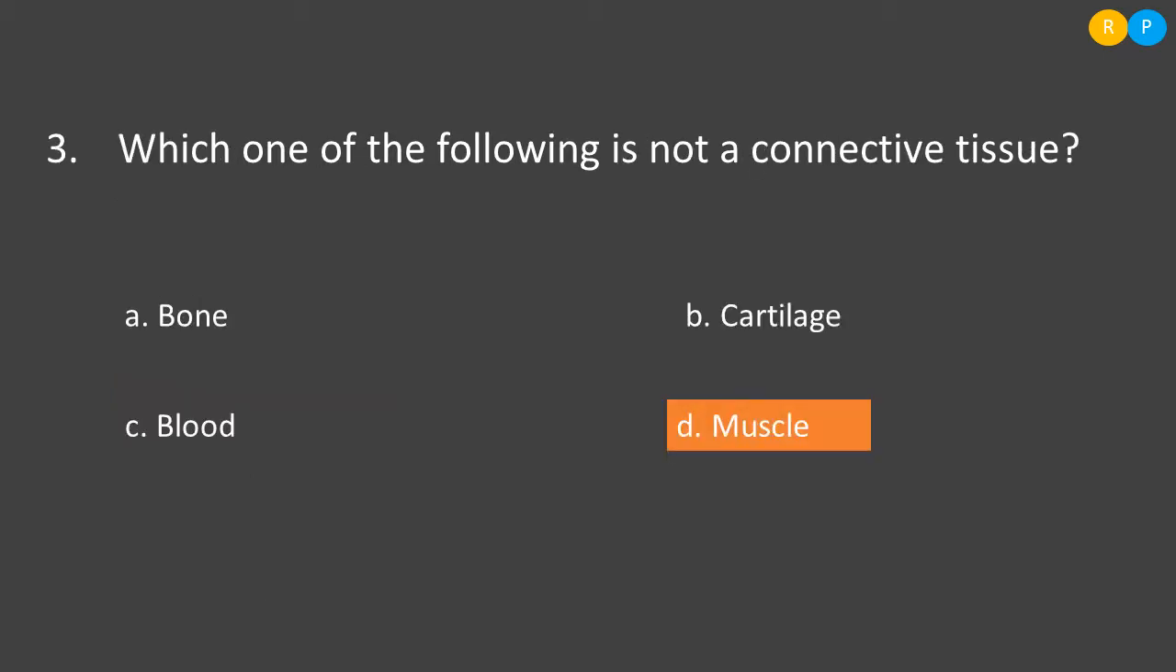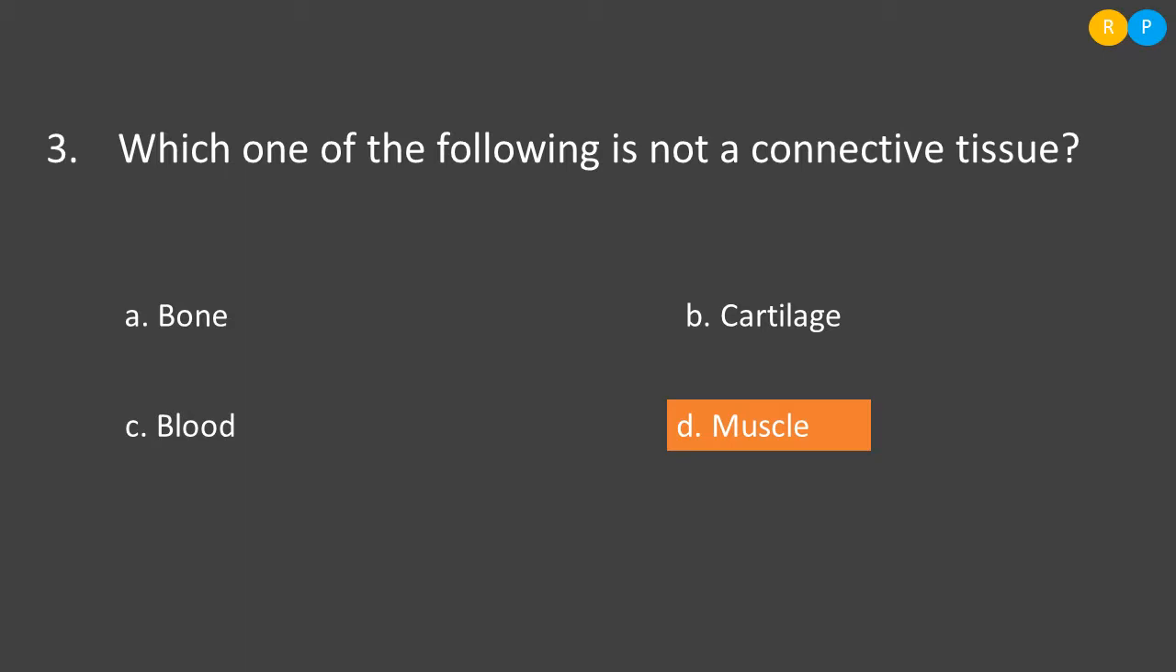And our third question: which one of the following is not a connective tissue? Here you have to understand the meaning of connective tissue. This kind of tissue helps in giving a connective link between different tissues, and it also links one organ with another organ. Because of its function, the tissue is named connective tissue. Some connective tissues are solid in nature, and some are fluid in nature.